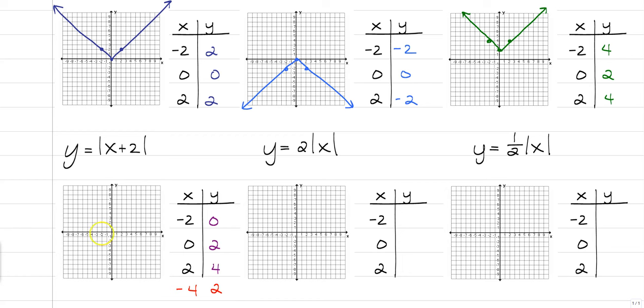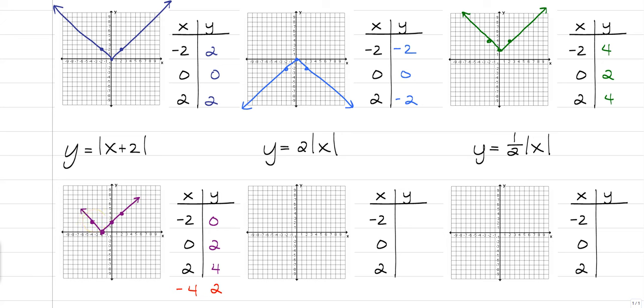So we have our negative 2, 0. We have our 0, 2. We have our 2, 4. And then I went backwards and did a negative 4, 2. So if you look at all the other graphs we did, the vertex was on the y-intercept. That's because we didn't move it left or right. If you have something inside the absolute value, or when we start working with other types of equations, inside parentheses, it's going to shift it left and right.